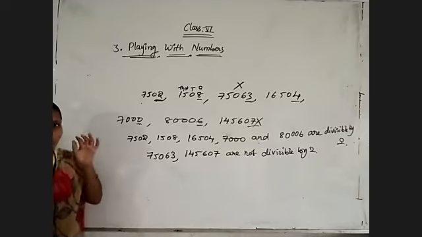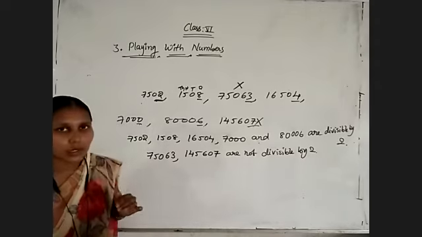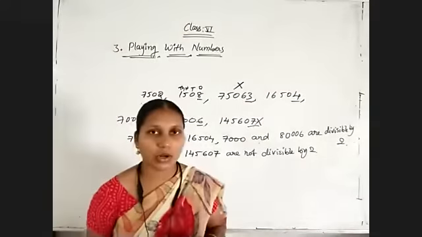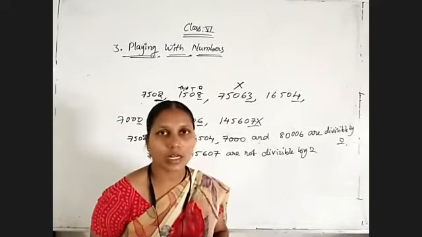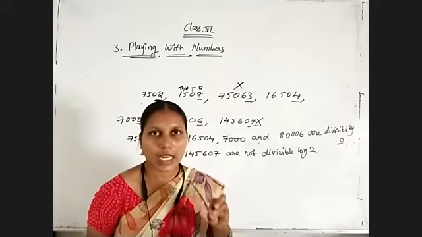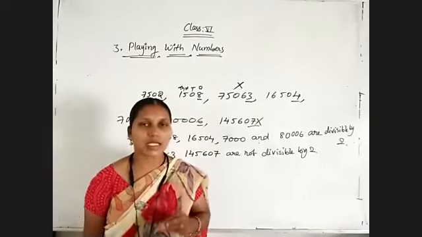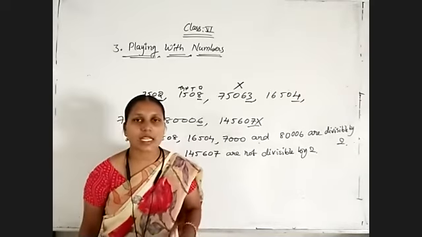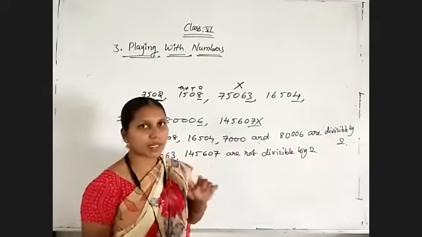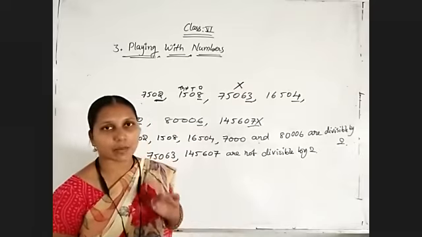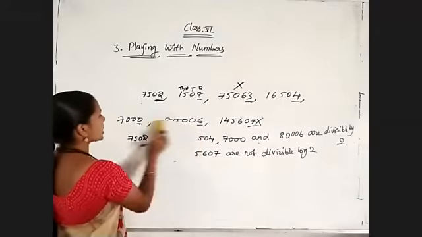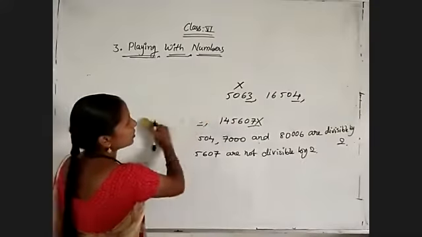Okay, so what is the divisibility rule of 2? If the number has any of the digits 0, 2, 4, 6, 8 in its unit place, that number is divisible by 2. Otherwise, it is not divisible by 2. So remember this divisibility rule, very, very important. And coming to the next, the divisibility rule of 3.